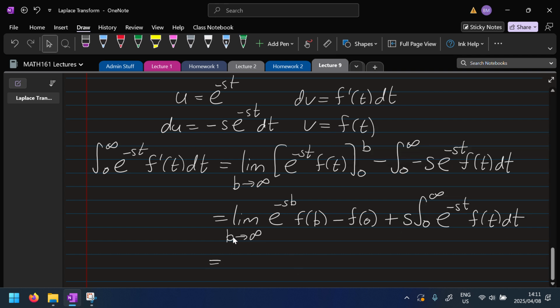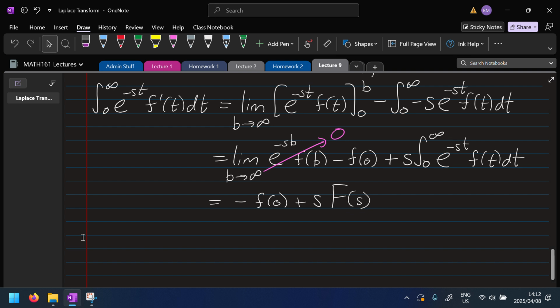Now, what happens when b goes to infinity? Well, here we have e to the minus sb. So when b goes to infinity, this exponential is going to go to 0, and all of that will be 0. So we're left with minus f of 0. The limit doesn't affect that, so that's just minus f of 0 plus s. And then this integral on the right here, that's just the Laplace transform of f. So we can write that as capital F of s. Okay, and we're done with that.